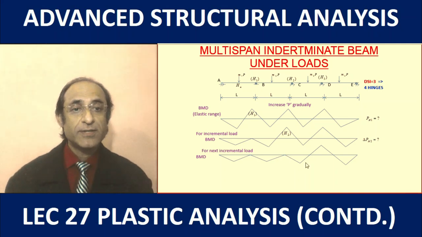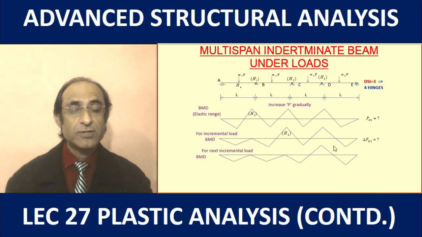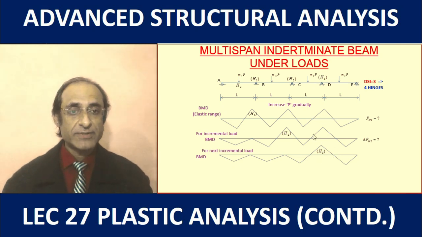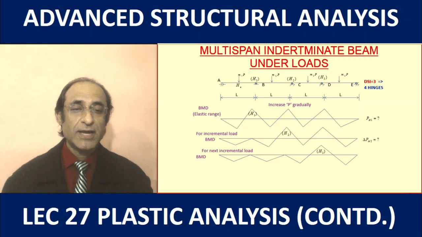Now the next hinge will be at the location where the net bending moment diagram from the superposition of these three cases is maximum. Let's say that the bending moment is maximum at point D, and here the next hinge H3 occurs. That means the sum of the ordinates of the bending moment for the first case, second case and third case at this point is maximum. So we can sum up all these and equate this to the plastic moment, and this will give us the third incremental load.